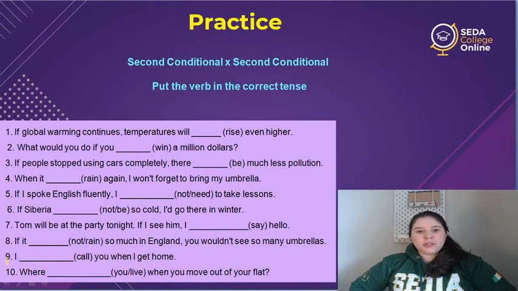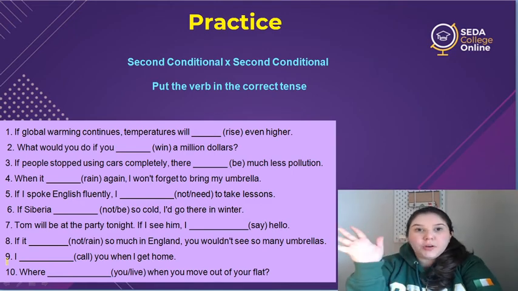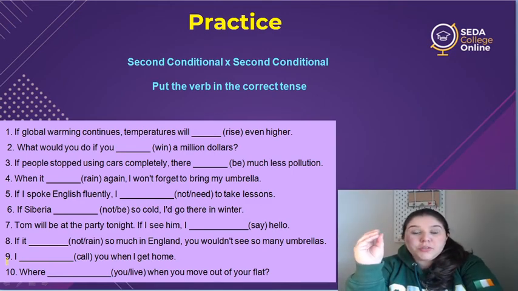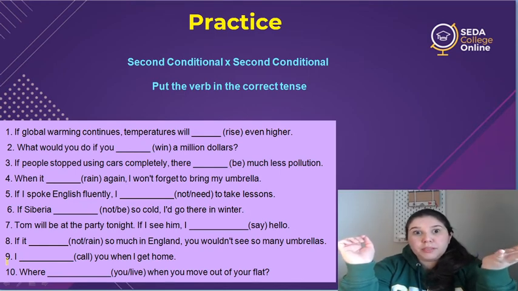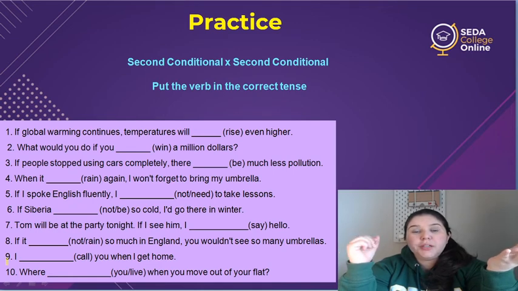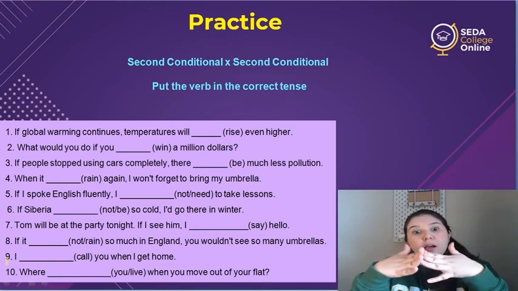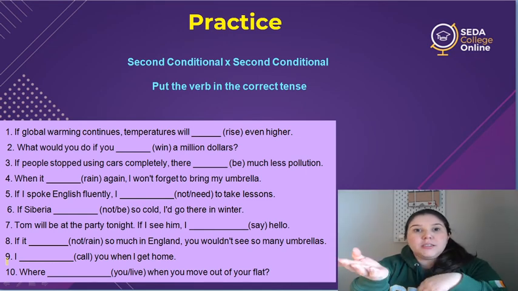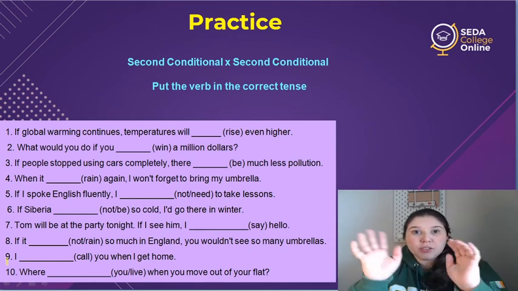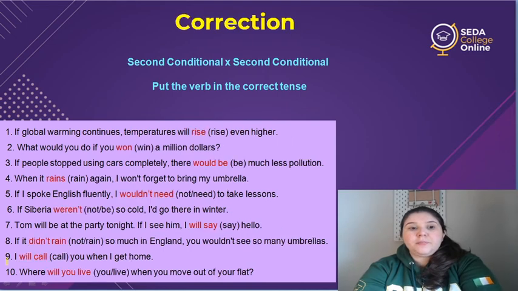All right, shall we start the correction? Yeah? So guys, before I start the correction, my tip is you have to remember the structure. So one is present simple plus future, will, or any other word to show future, and the other one is past simple plus would. So in order to find out how to complete, you need to pay attention to one of the sentences. Is it present simple? Is it past? Is it would? So let's analyze together, okay?